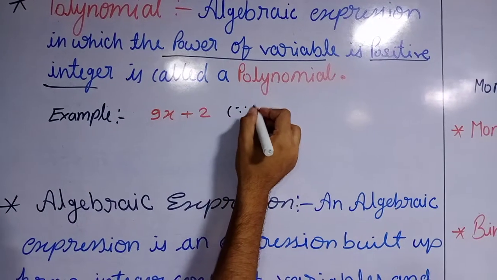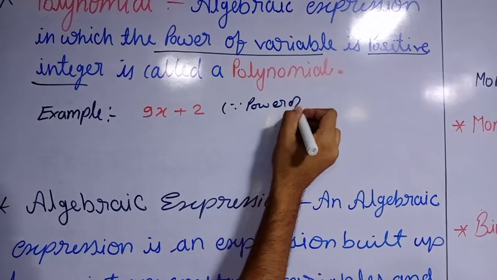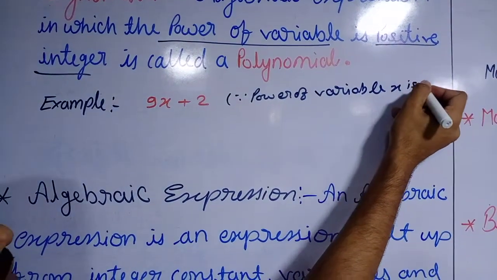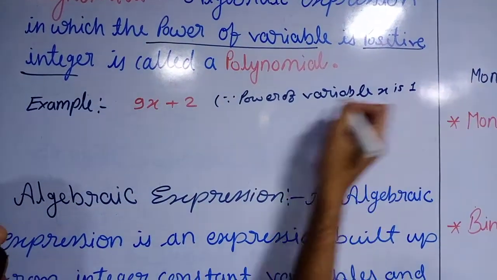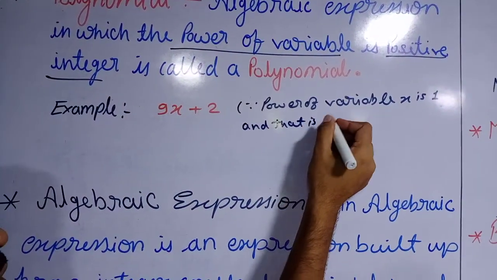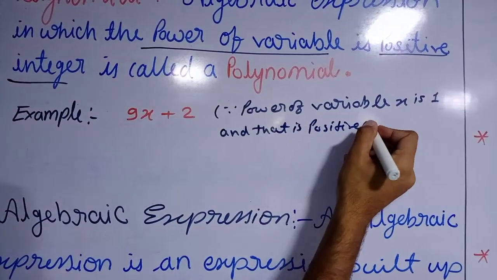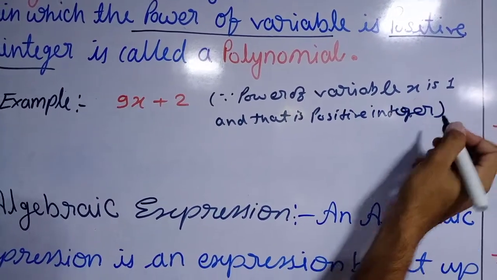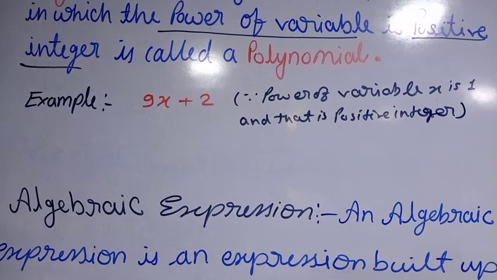As the power of the variable x is 1 and that is a positive integer, therefore it is a polynomial.